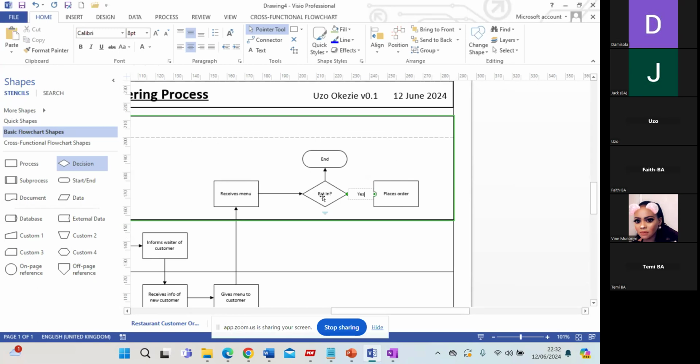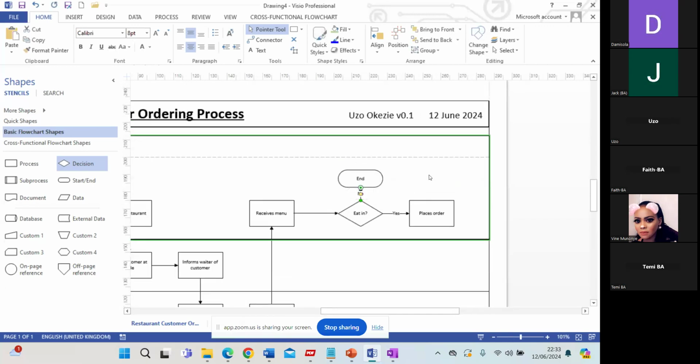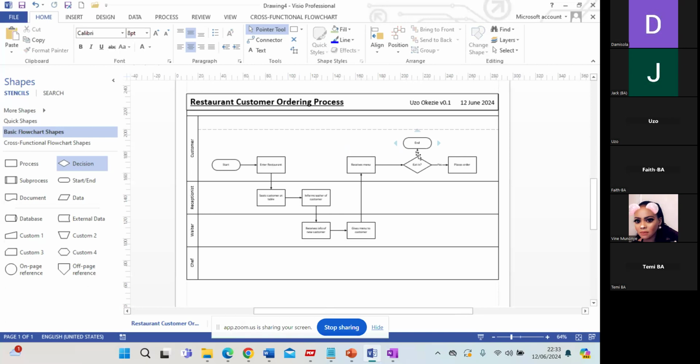So if this is a decision box, there's a question mark. This is the path he will take if he says yes, and this is the path he will take if he says no. So the line must always be there. Every decision box must always have a line.